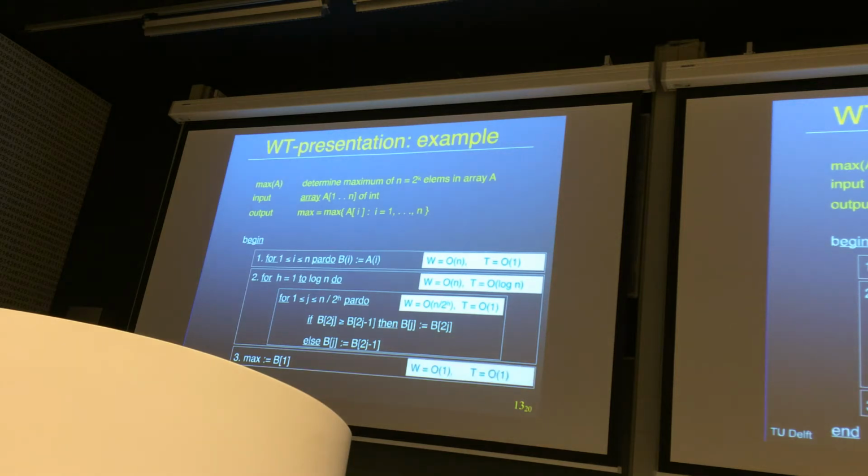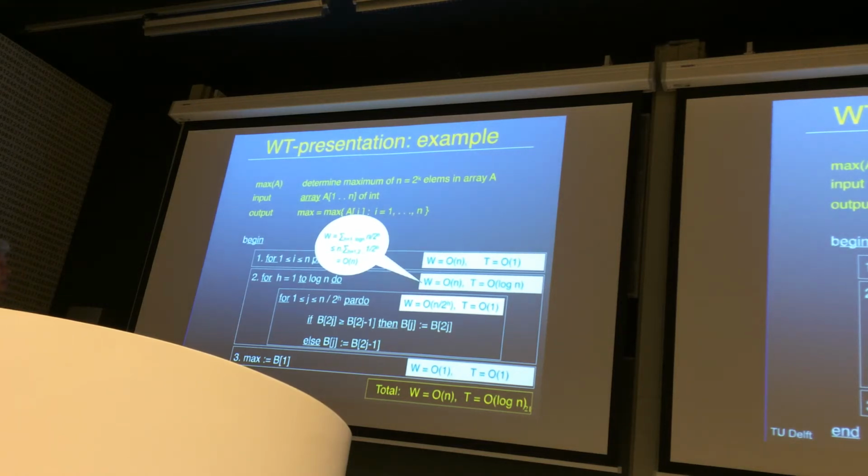So let's do that. This is your reason. It's the sum over h from 1 to log n of n divided by 2 to the power h. That's n times the sum over h from 1 to log n of 1 divided by 2 to the power h. And that's of course O(n), because this series converges to, what is it?